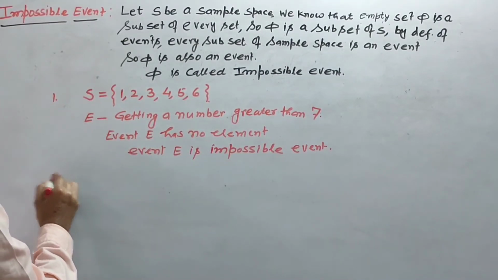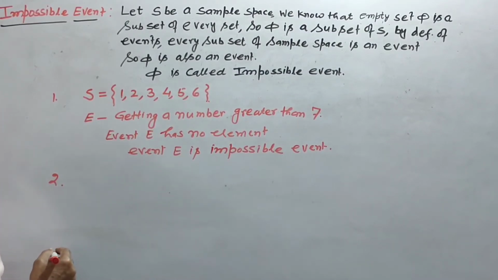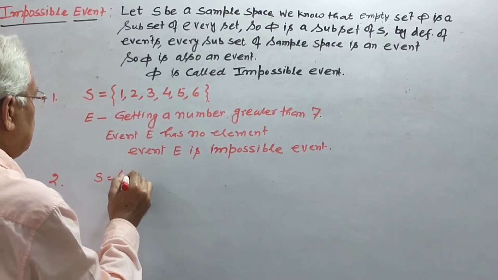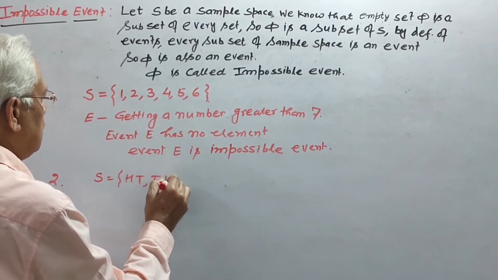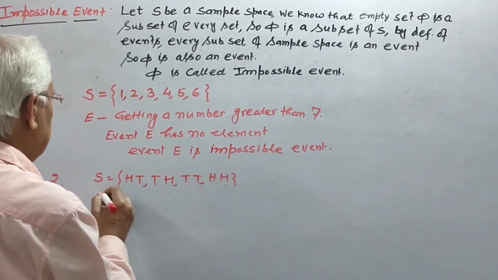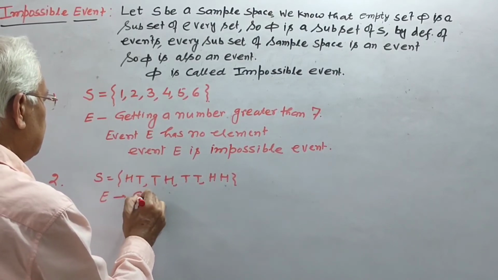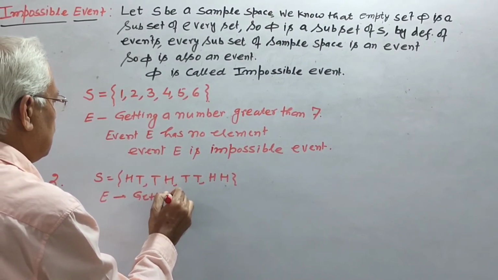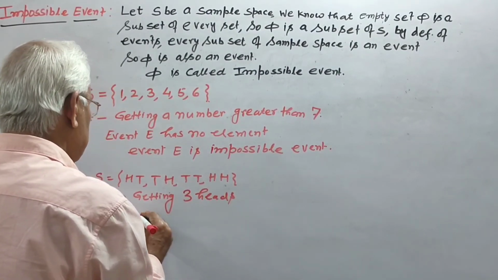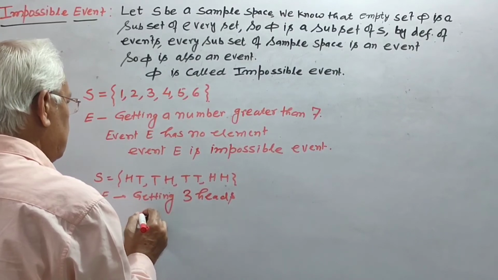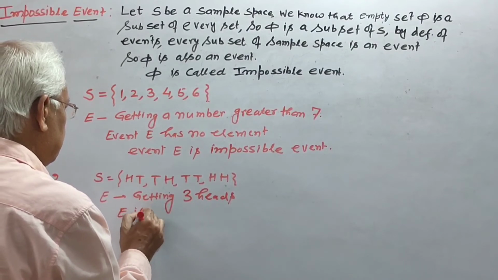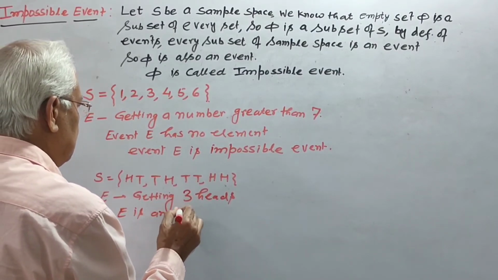Let us take another example of tossing a coin twice. Sample space will be HT, TH, TT, HH. Event E getting 3 heads. So, which is impossible. So, E is an impossible event.